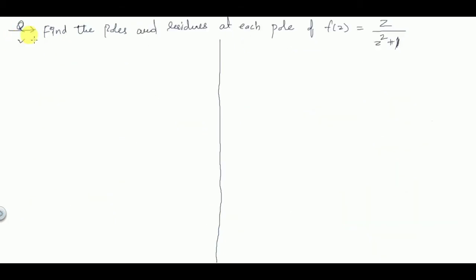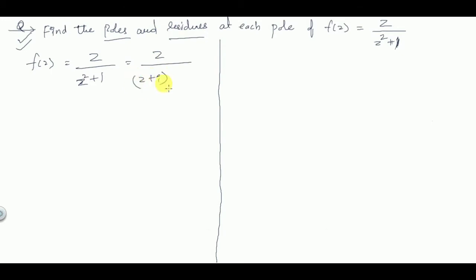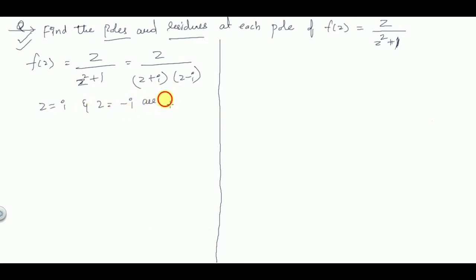Right, we'll solve one more question on residue. Same model. So f of z is equal to z by z square plus 1 is the function given for you, and asked to find the poles and residue at each pole. So this can be written as z by z plus i into z minus i. z is equal to i and z is equal to minus i are simple poles. So these are the simple poles which you have.